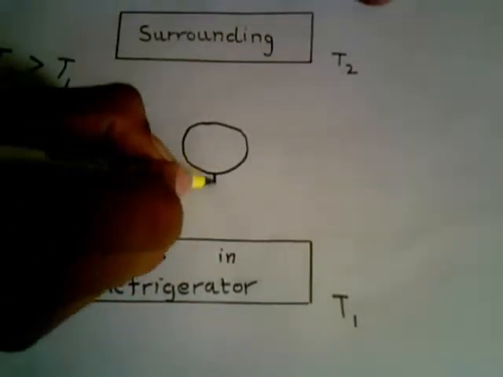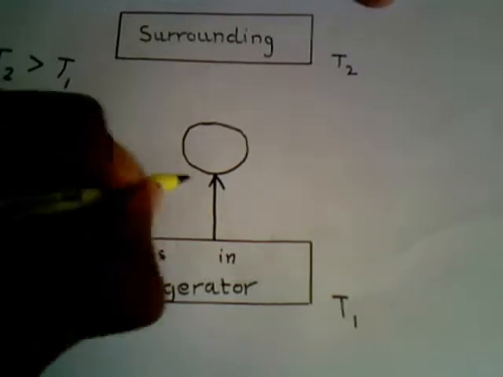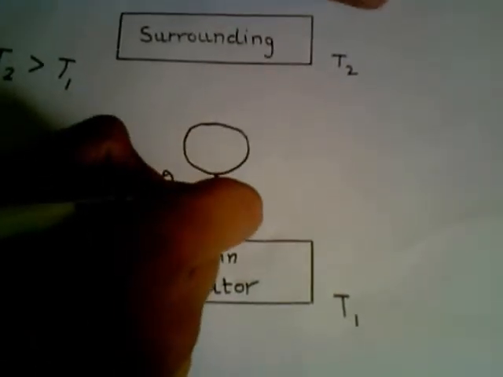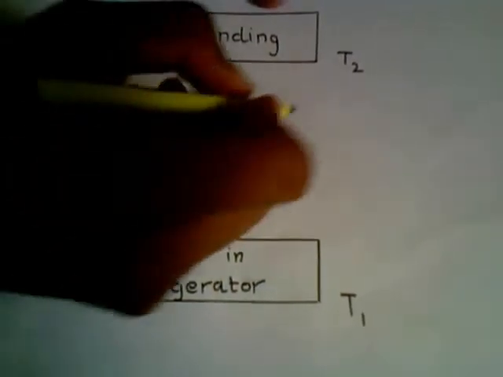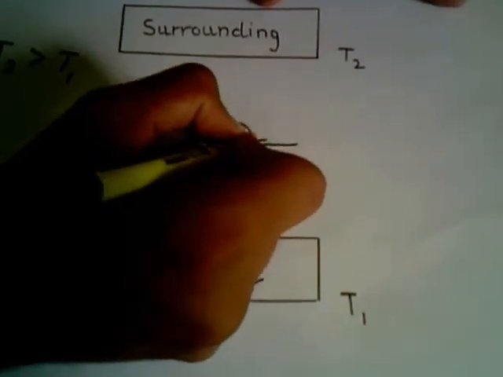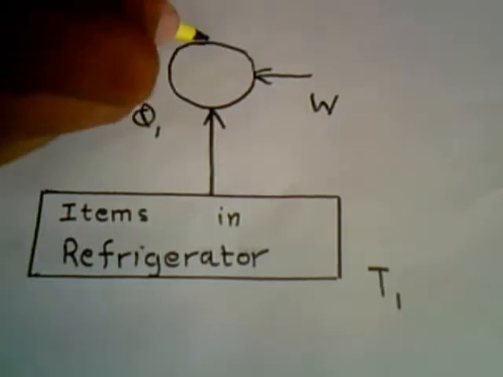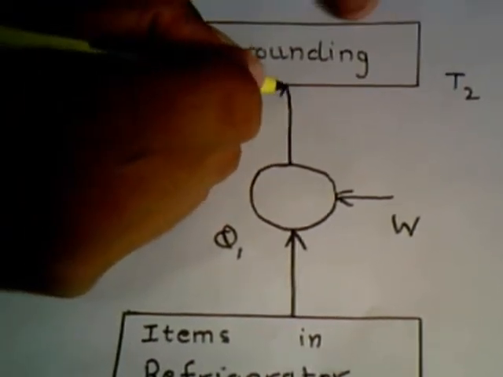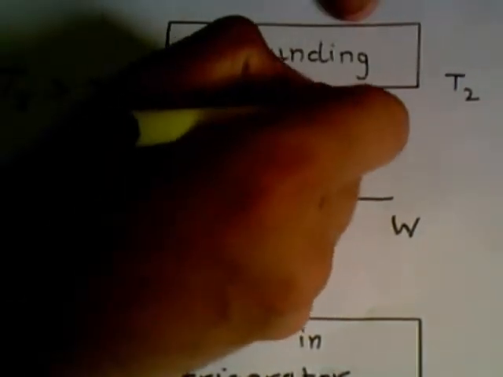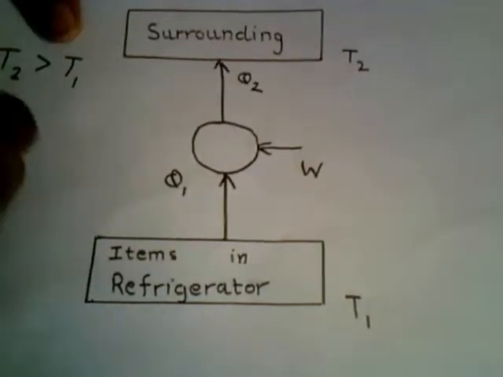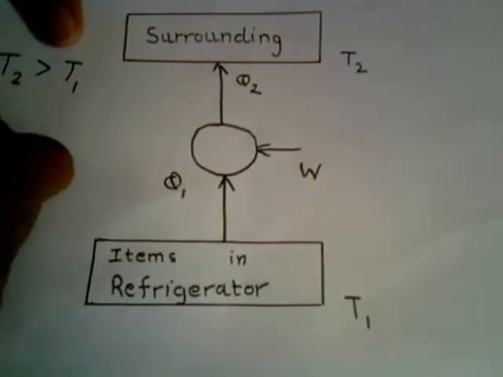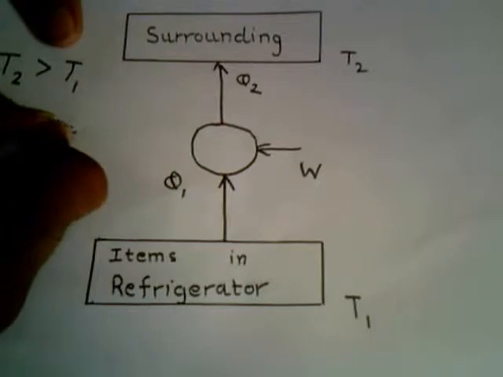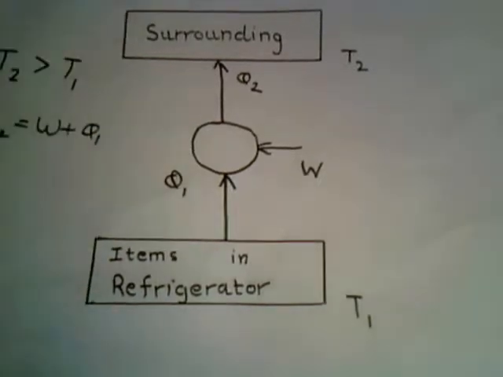Suppose the refrigerator takes Q1 amount of heat from the items in the refrigerator, and W amount of work is done by the surrounding. Then it rejects Q2 amount of heat to the surrounding. Here Q2 is equal to work done plus Q1.